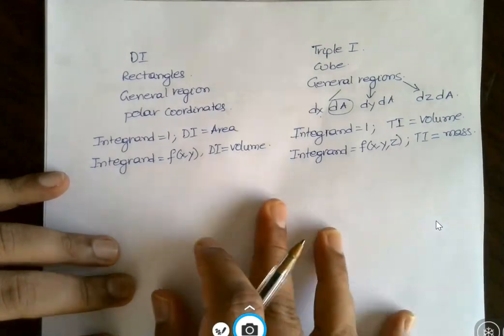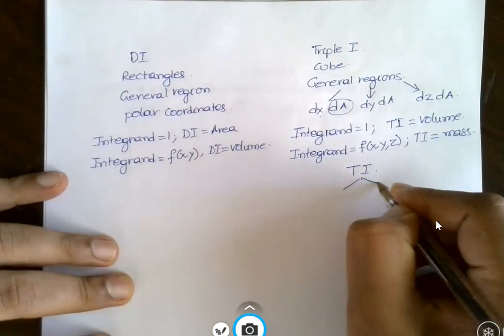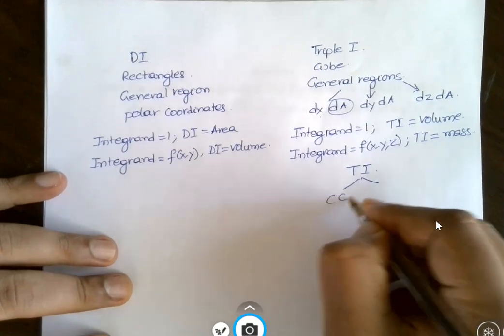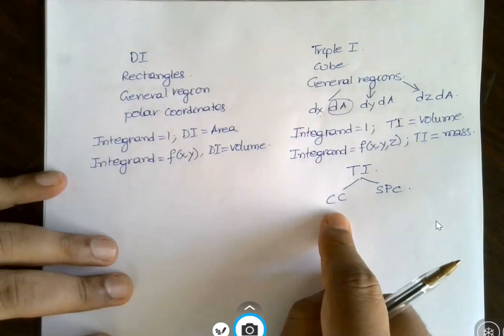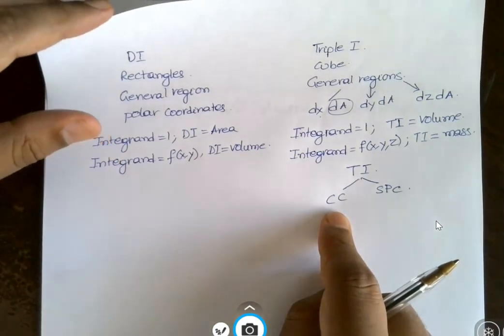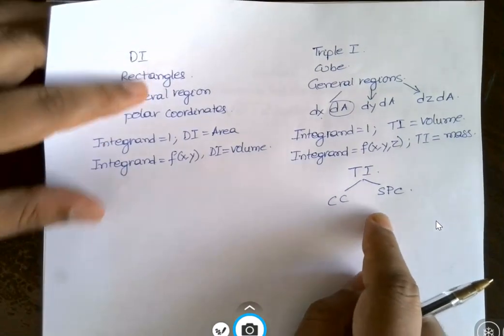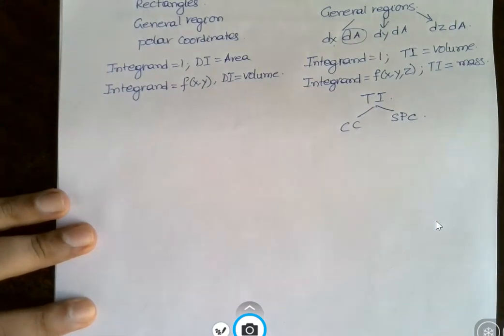Also we said triple integrals you could evaluate using cylindrical coordinates or spherical coordinates. Yesterday we saw cylindrical coordinates. Today we are going to see spherical coordinates, and spherical coordinates are based on the sphere.